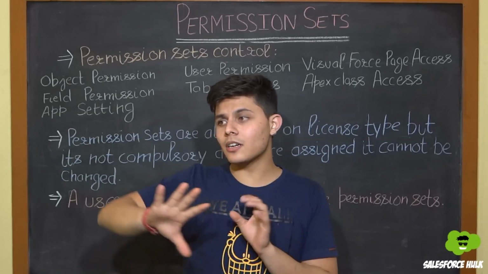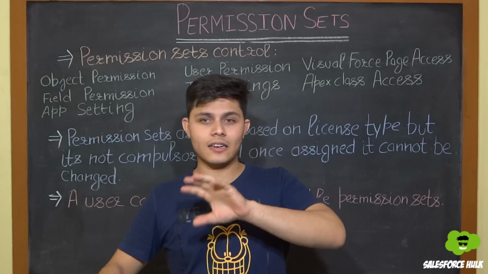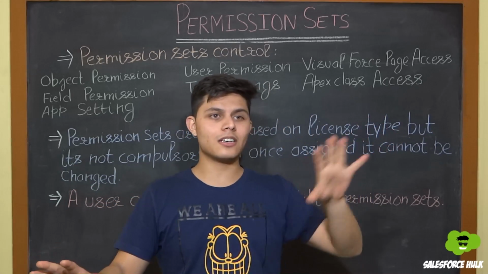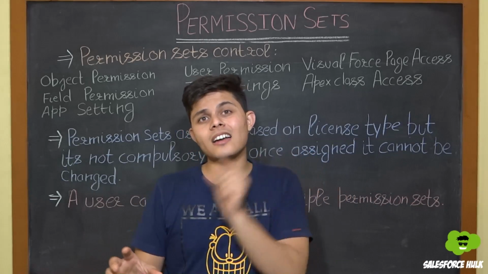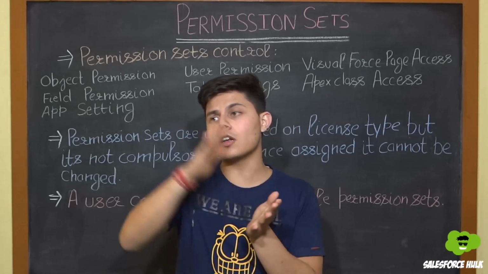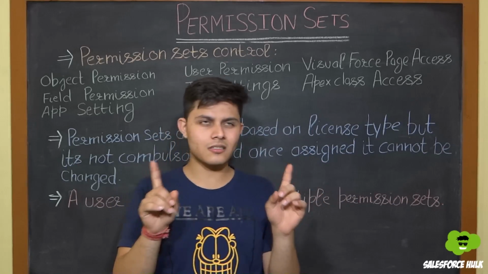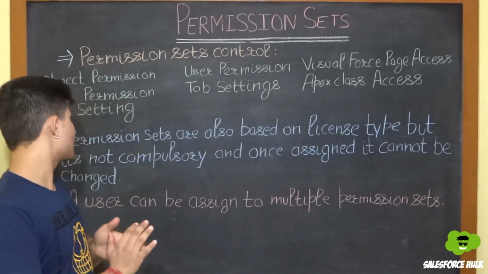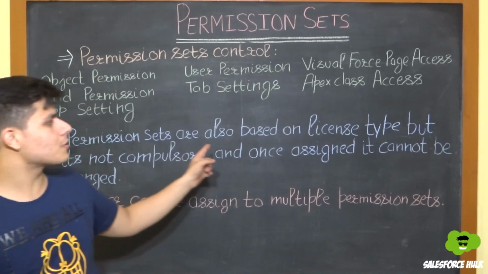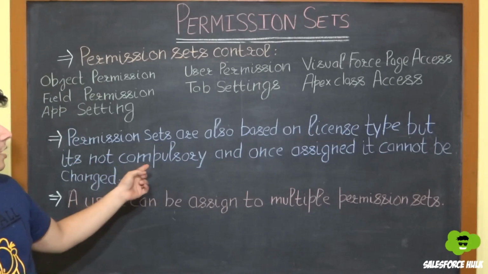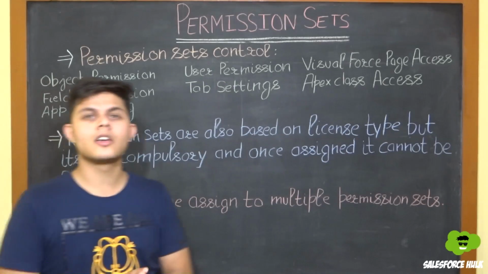Most of the things can be controlled on the profile level, and most of the things can be set on permission sets also. But there are some things which can only be set on profile level, not on permission sets. So there's a simple difference between both of them. And the next point is permission sets are also based on license type, but it is not compulsory, and once assigned it cannot be changed.